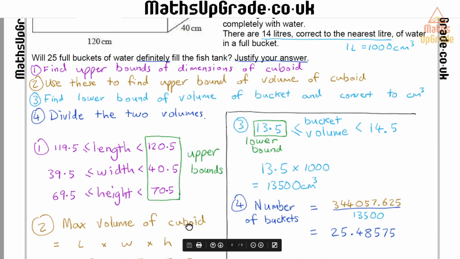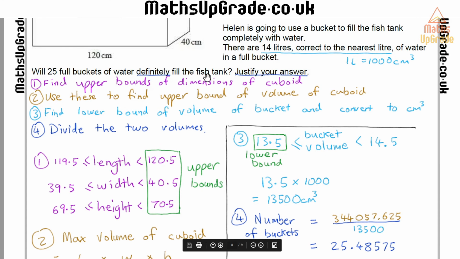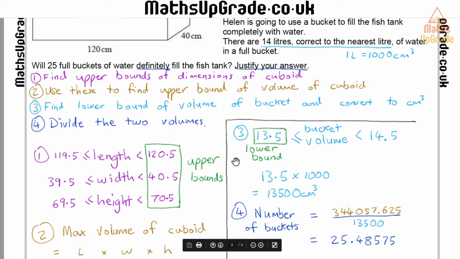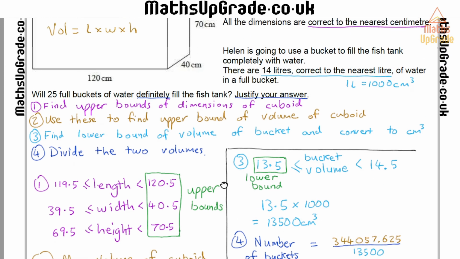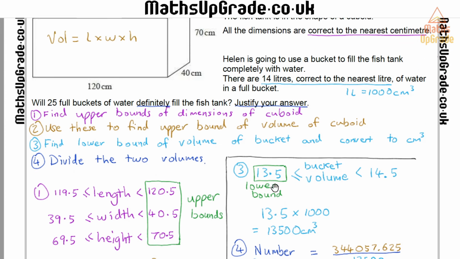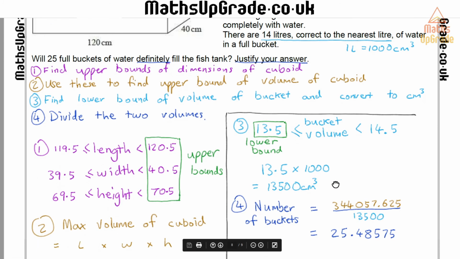Now, since I need to see if I can definitely fill that fish tank, I need to see the smallest possible volume of the bucket. The smallest possible volume of the bucket is given by 13.5. So 13.5 litres is the smallest it could possibly be. Assuming it's the smallest, I times by 1,000 to give 13,500 centimetres cubed. There I've just converted from litres into centimetres cubed.